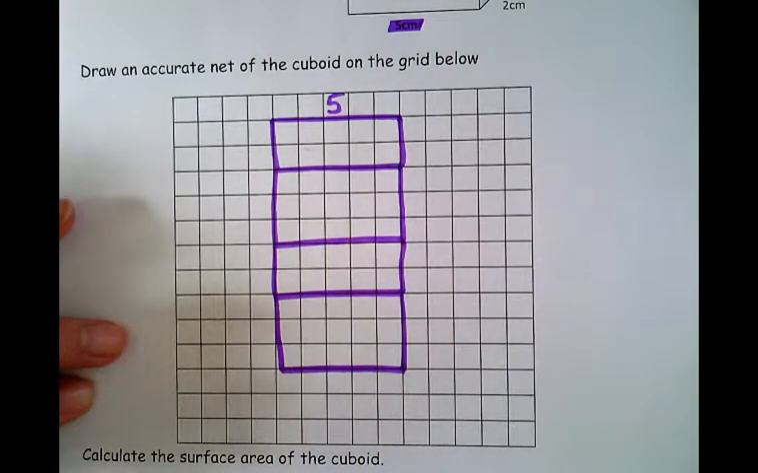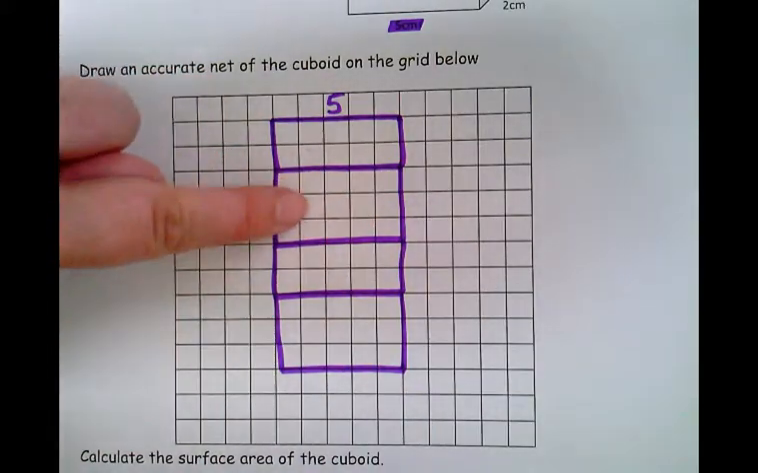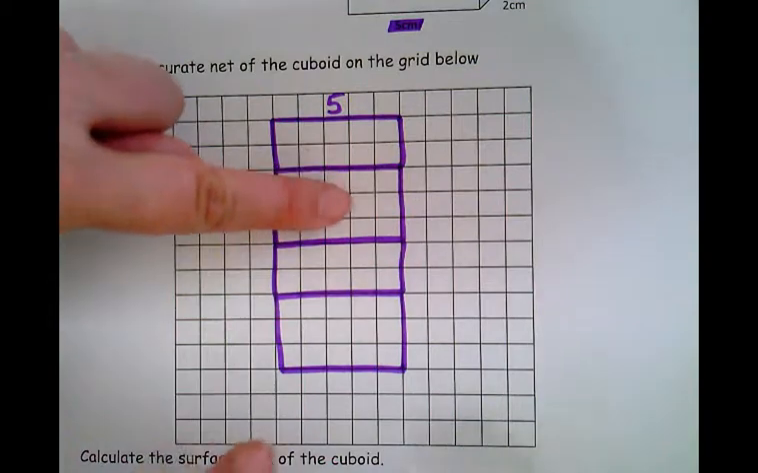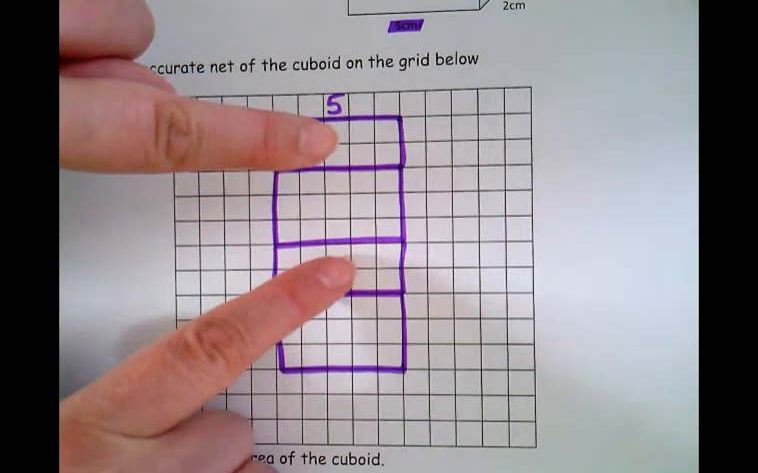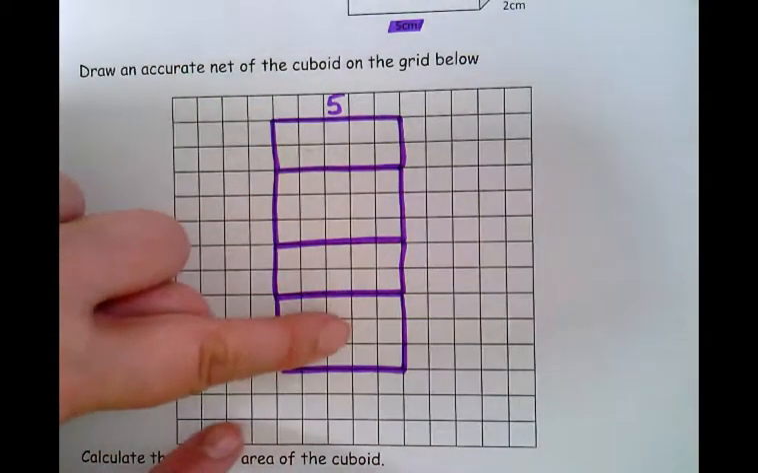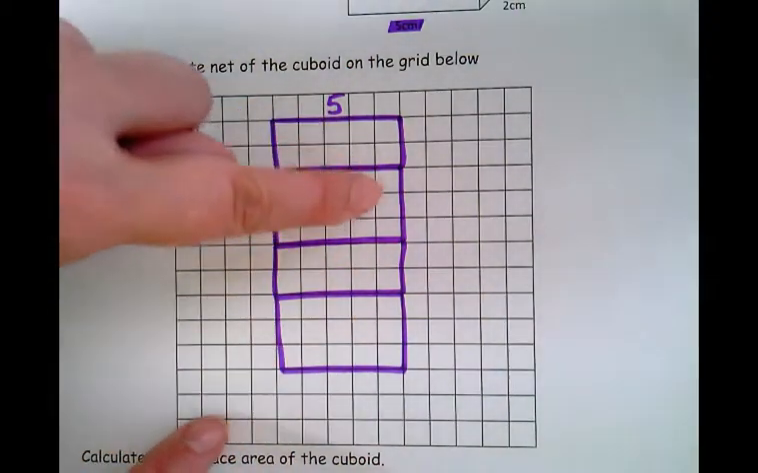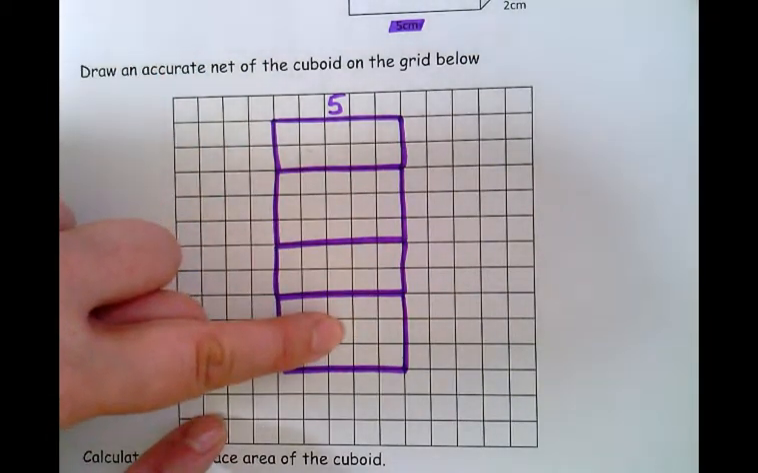The reason why you need to do it like that is because if this is the base of your cuboid, so sitting at the bottom, these two sides here would fold up and face each other. That one would go to the front and that one would go to the back, so they need to be the same size. And then this one would flip right over and go on the top and be facing that one. So that's why you need those two to be the same size.